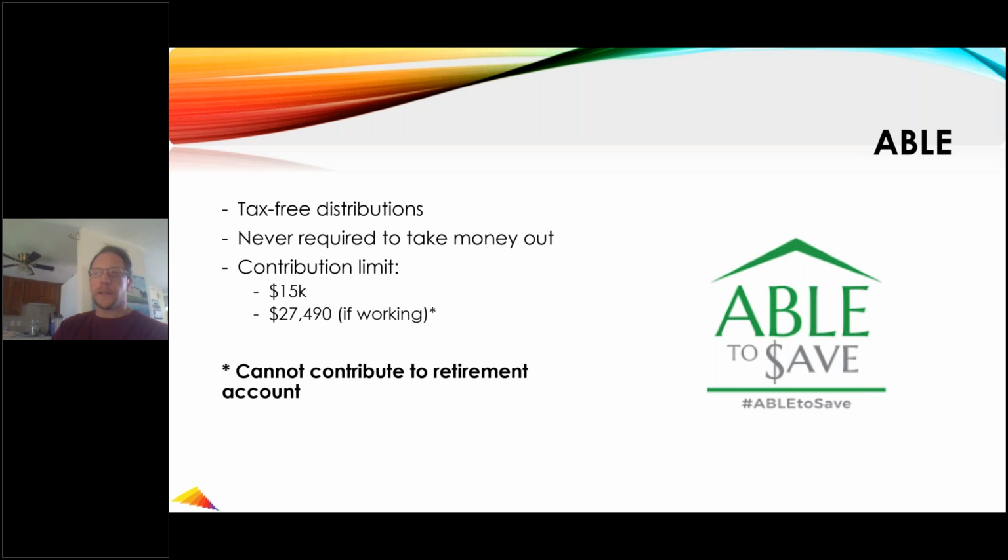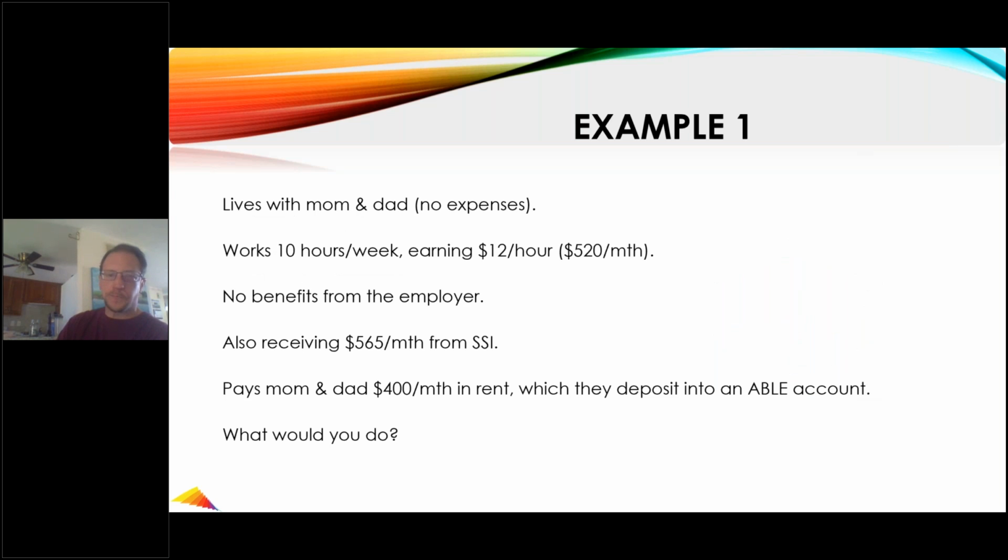Now, the other caveat to that is you can either contribute the extra $12,490 to the ABLE account, or you can contribute it to a retirement account. You cannot do both. You can, and I want to stress this, you can put $15,000 into the ABLE account and still contribute to a retirement account.